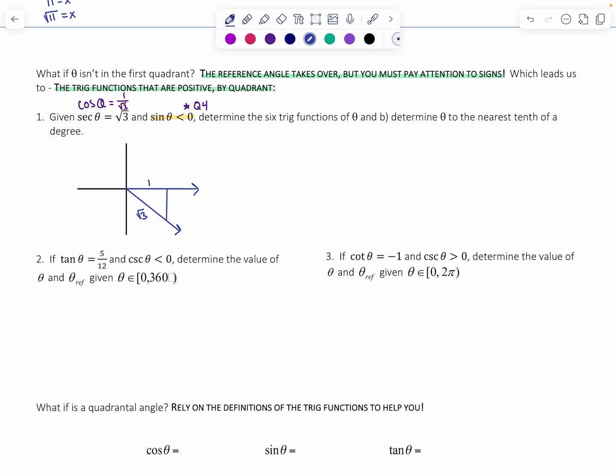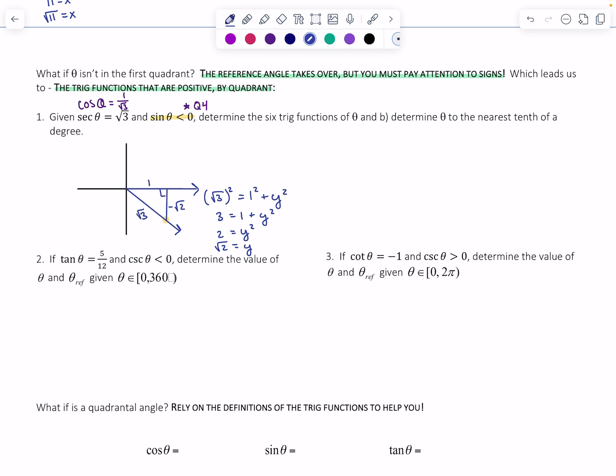Solving for my missing side length, or my y value, we're going to have the square root of 3 squared is equal to 1 squared plus y squared. 3 is equal to 1 plus y squared. 2 is equal to y squared. Square root of 2 equals y. So it's going to be negative square root of 2 because we're moving downwards in that direction. And again, you get that by thinking about what this point is going to be down here.